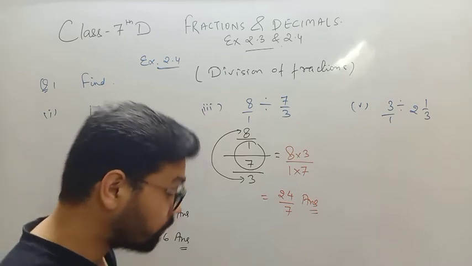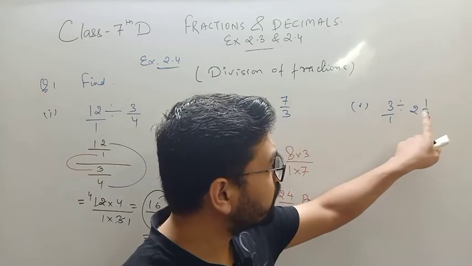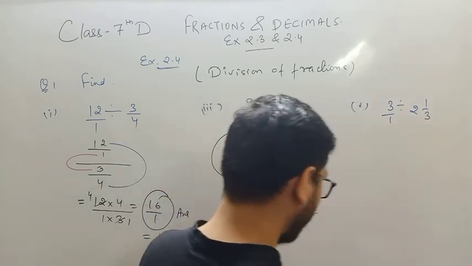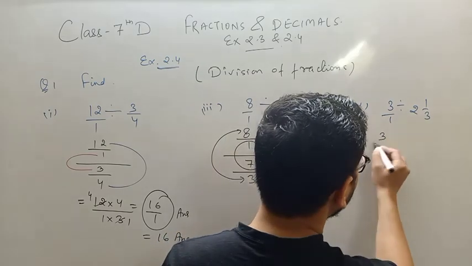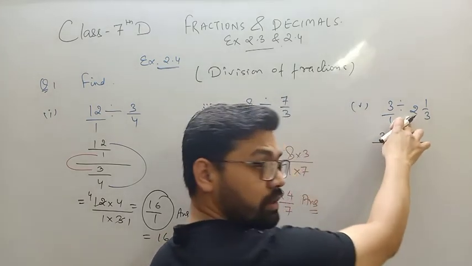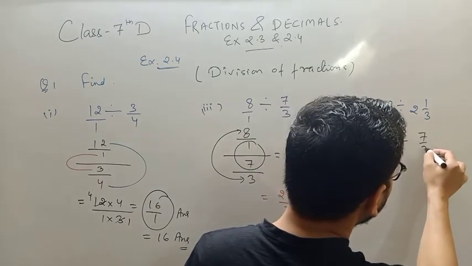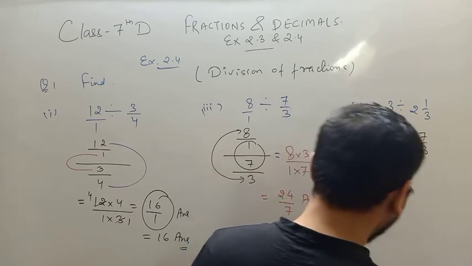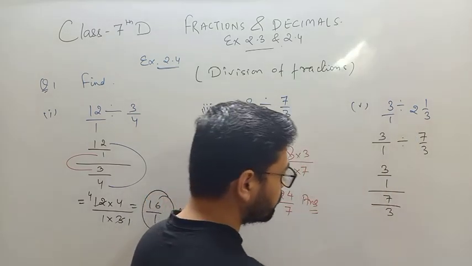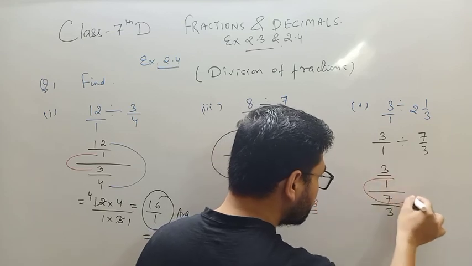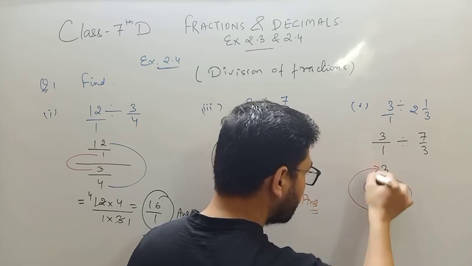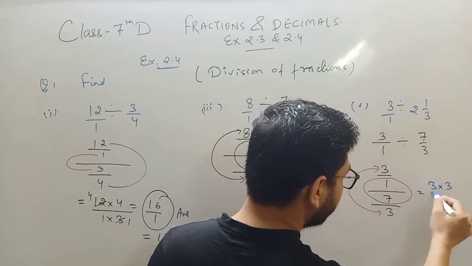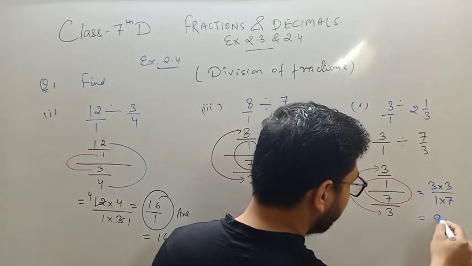Any doubt? Now, in the fifth part, first you need to convert 2 1/3 into the simplest form, right? Because this is a mixed fraction. So first you will convert this like you have 3 upon 1 divided by 3 2s are 6 plus 1, 7 by 3. So you can write 3 divided by 1, divided by 7 divided by 3. So what you can do is we can just multiply these two terms together and these two terms together, right? So what you will get? You will get 3 into 3 divided by 1 into 7, or you can write 9 upon 7. So this is your answer.